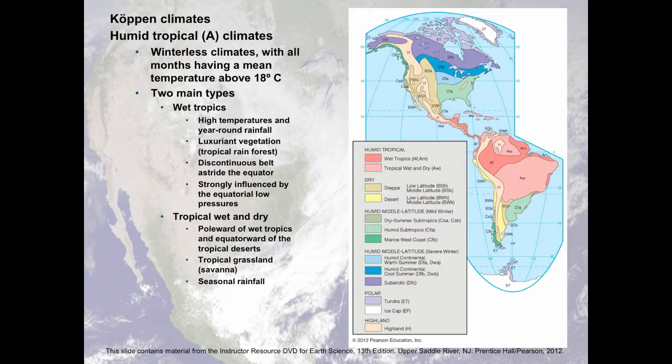The other type, tropical wet and dry, the AW type, are relatively poleward of the wet tropics, and equatorward of the tropical deserts that occur in these kind of mid-latitude bands. They're characterized by tropical grassland, that is savanna, so they're not as luxuriant or lush in terms of vegetation. They're not tropical rainforests, and they have a seasonal rainfall instead of year-round.